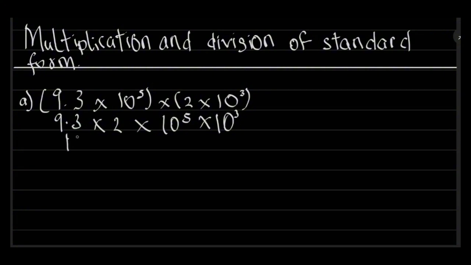9.3 times 2 would give us 18.6 times 10, we have to add the powers. That will give us times 10 raised to the power 8. Sorry, that's supposed to be 8. And then this is not in standard form, so we'll have to change it to standard form. We only need the decimal to be after our first significant number, so that will give us 18.6 times, then we'll have to increase 10 raised to the power 8 to 10 raised to the power 9. So this is how we'll go by it.